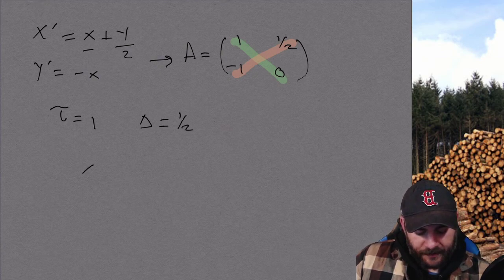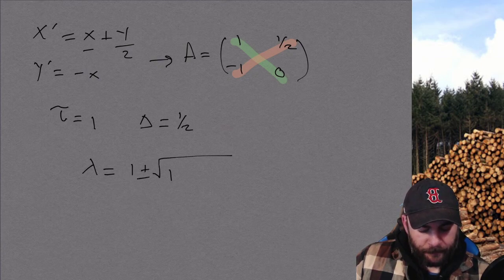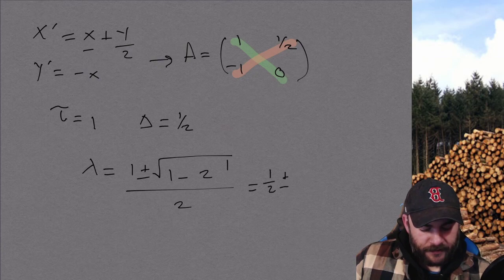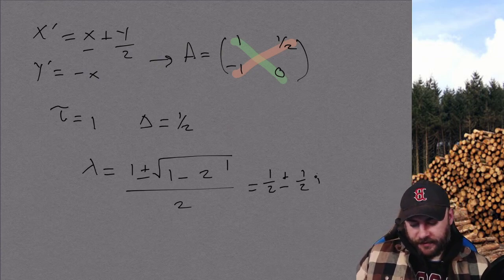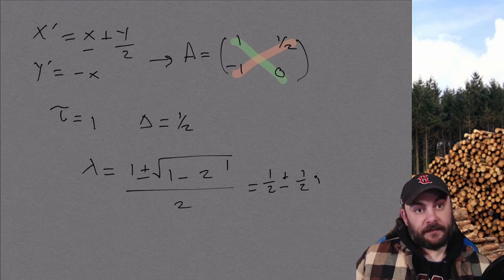And so this means my eigenvalues are lambda equals the trace plus or minus the square root of the trace squared minus 4 times the determinant, all over 2. What we get here is 1/2 plus or minus 1/2 i. So they're complex valued. Awesome. We should already know that this is going to be a hassle.